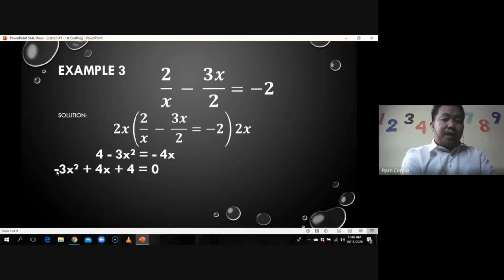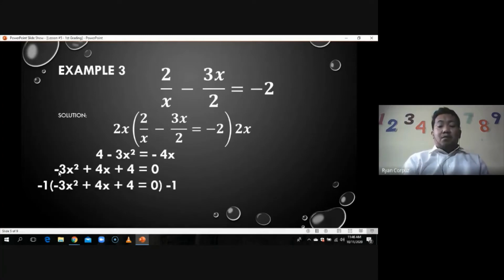We can make it positive by multiplying both sides of the equation by the opposite sign of it, so that nothing happens with the numerical coefficients. It's either you multiply by a negative number or you multiply by negative 1. Kasi any number multiplied by 1 is the number itself. Di ba? Yun nga lang, for you to make this negative 3 positive, you're going to multiply by negative 1. So that's negative 1.